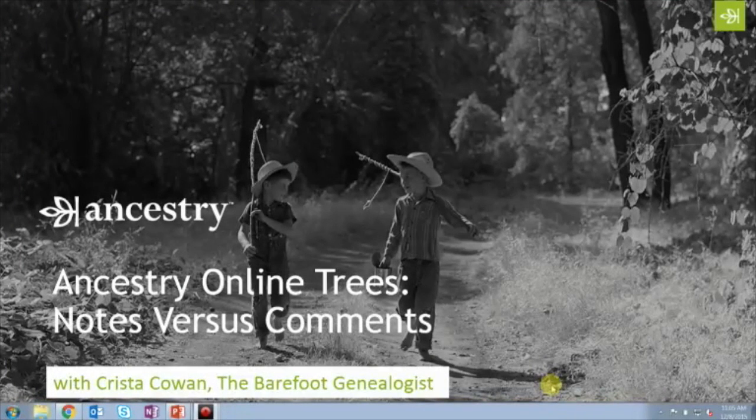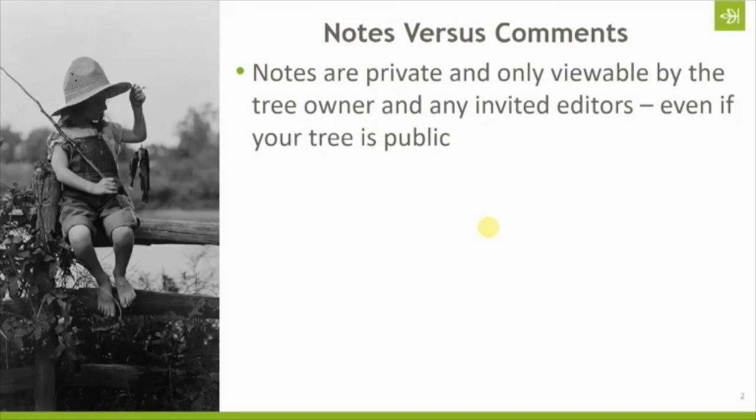I'm going to give you the basic information right up front, and then we're going to actually go to the website to talk about where this information lives in your online tree. So first, let's talk about notes. Notes are private, and they are only viewable by the tree owner and any invited editors. And that's even if your tree is public. So on Ancestry, you have the option with your tree settings to be private or public. A public tree means anyone who has an Ancestry subscription can view your tree. A private tree means only the people you specifically invite can view your tree.